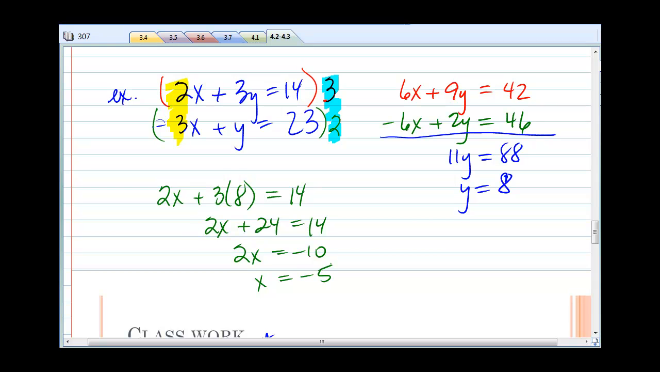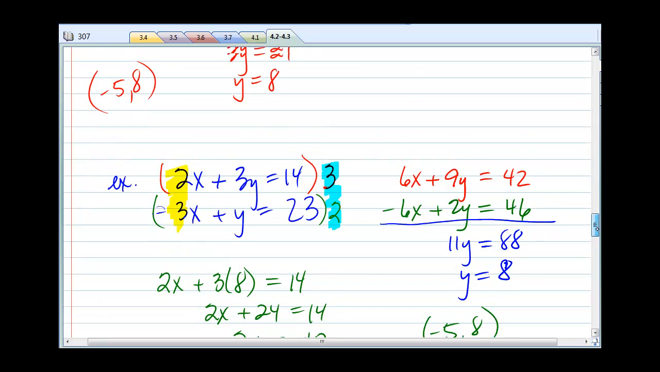And that is the same solution that I came up with just a minute ago, eliminating the y's. Only this time I eliminated the x's. So it doesn't matter which you choose, as long as you can choose to eliminate one of them.